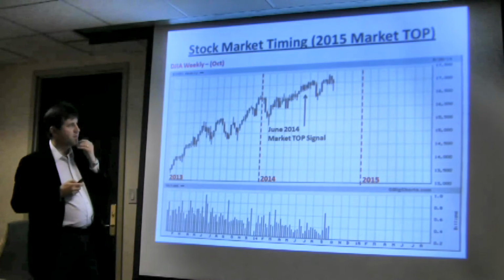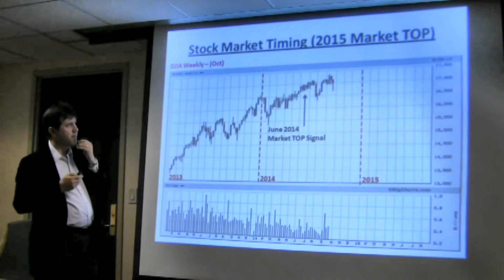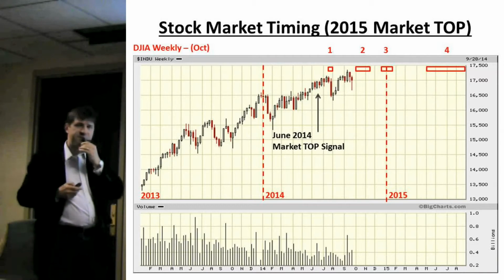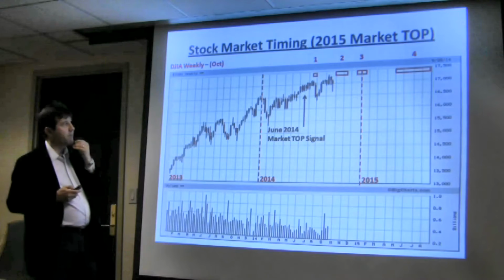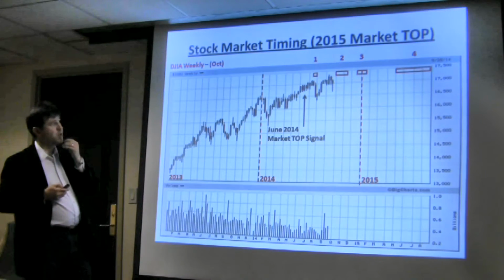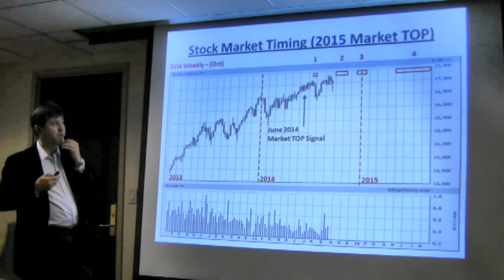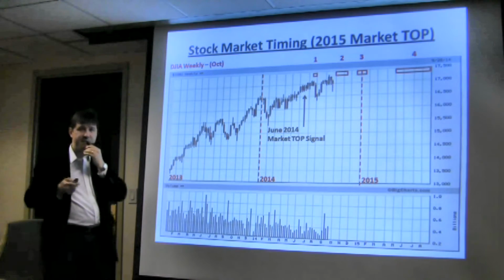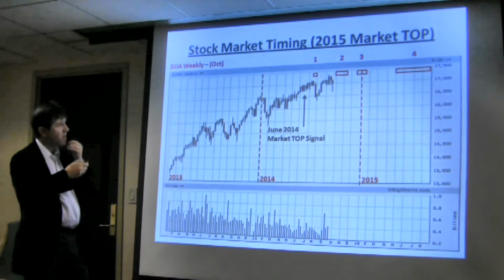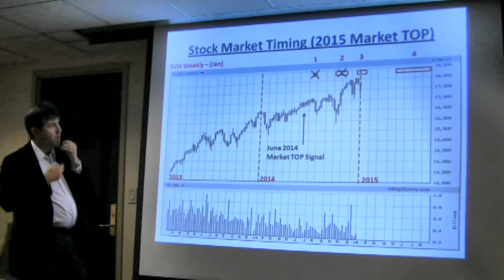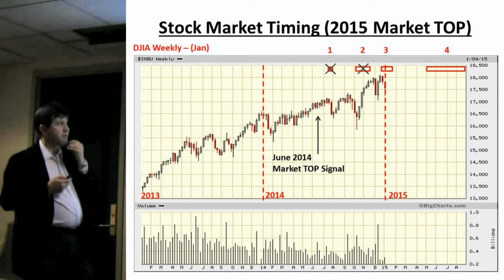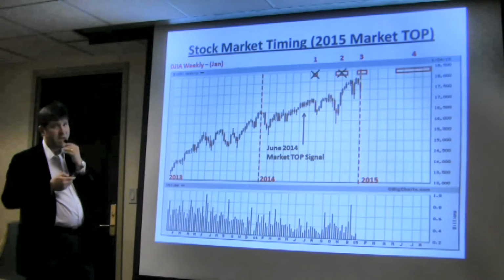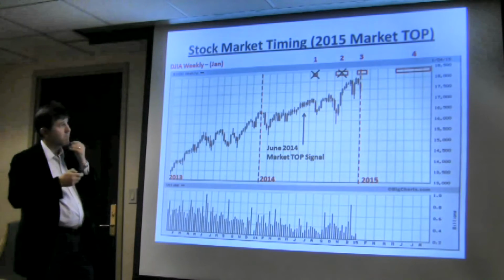Having got that signal last year, I built another model which came up with 4 windows of opportunity for a top in the market. Window 1 was in July, 2 was October, November, 3 was the end of last year, and 4 was May to August this year, so over the end of the spring and the summer. When we got to December, it looked like we might have a top in window 3. It certainly had all the characteristics of a top. However, we still had window 4 ahead of us.